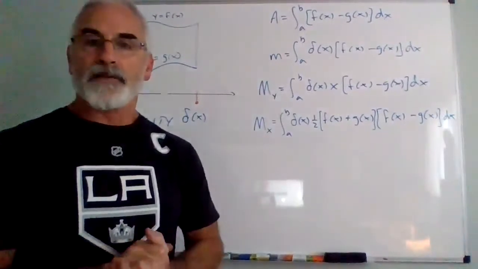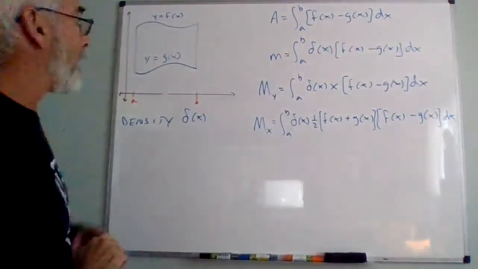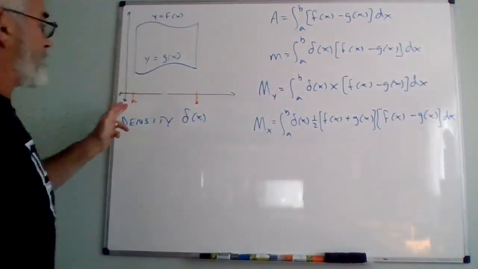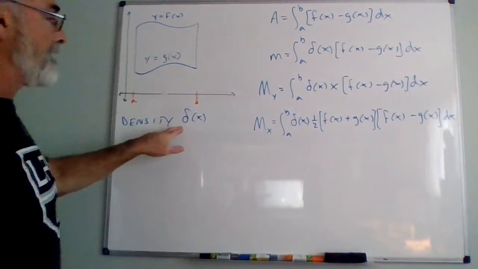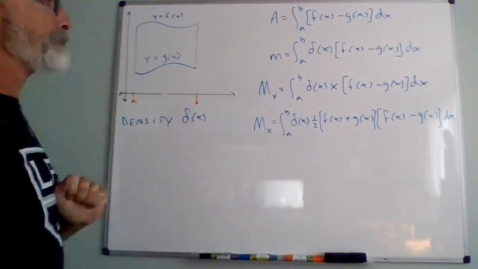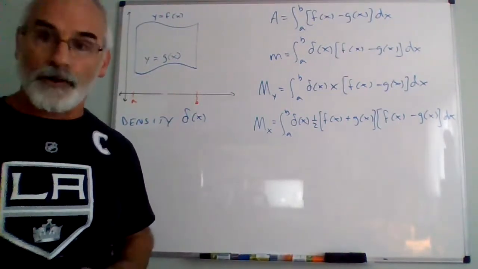We would like to find the centroid of a region in the first quadrant bounded by the curves y equals f of x, y equals g of x from a to b with density delta of x. Density purely as a function of x. The most important thing is to always start by finding the area.